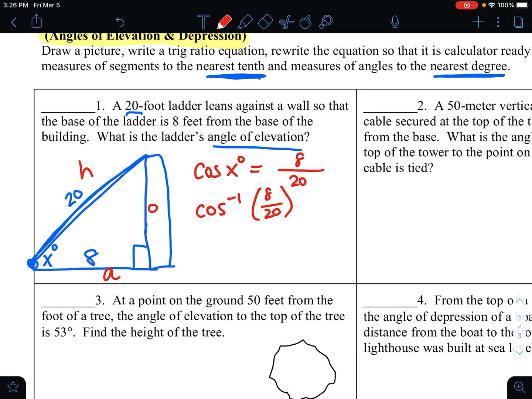Okay, like we did last section, I'm going to use it in my calculator. I'm going to enter it as 8 divided by 20, so I don't have to round it. I'm not necessarily going to use the fraction key. So inverse cosine of 8 divided by 20 is about 66.42. At the top it said nearest degree, so we'll just call that 66 degrees. So the angle of elevation is 66 degrees. So we need a picture, and then we are going to correctly find the angle of elevation or depression, or maybe it's given to us, and then find whatever we're looking to calculate.